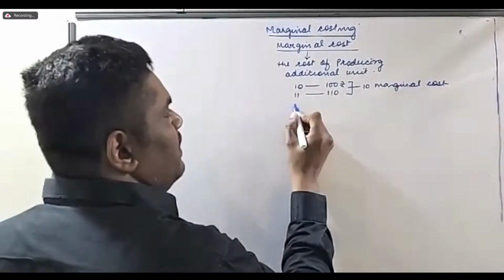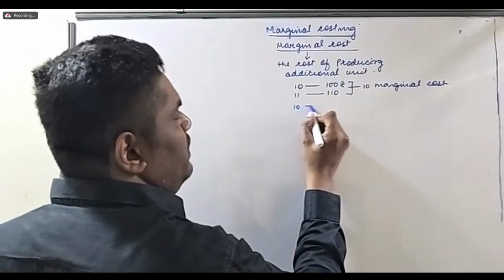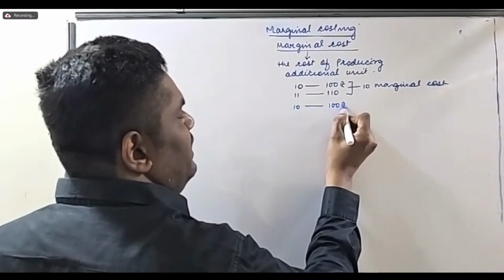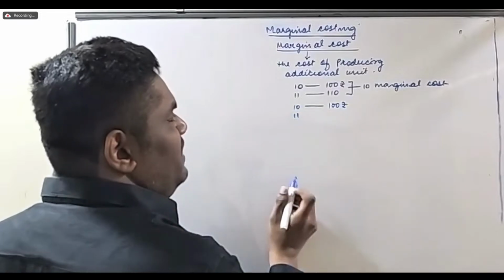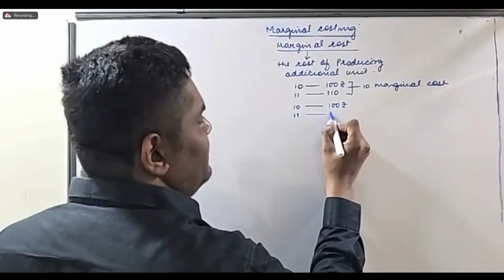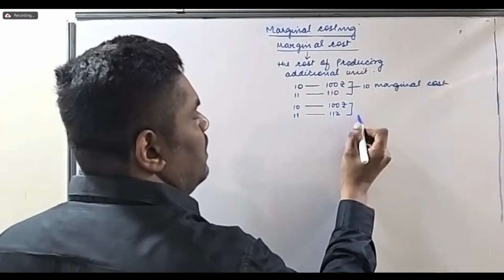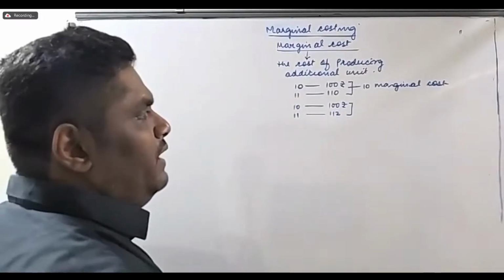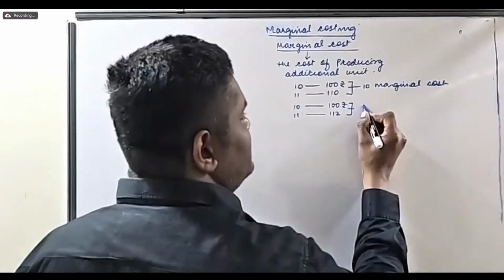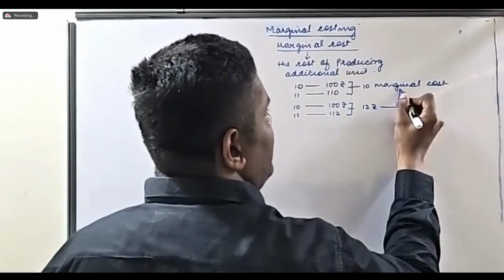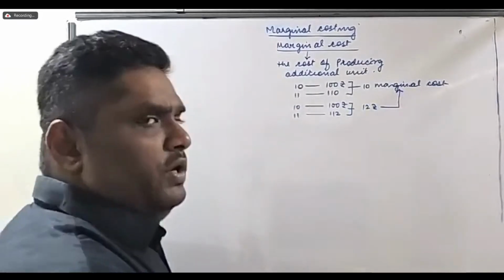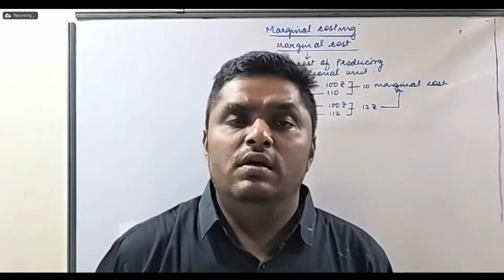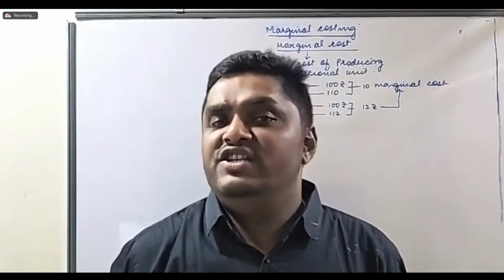Further, let's say I'm manufacturing 10 units and the cost is 100. If I manufacture 11 units and the cost is, let's say, 112, then the cost of producing the additional unit, rupees 12, is my marginal cost. So in short, what is marginal cost? The cost of producing one additional unit.